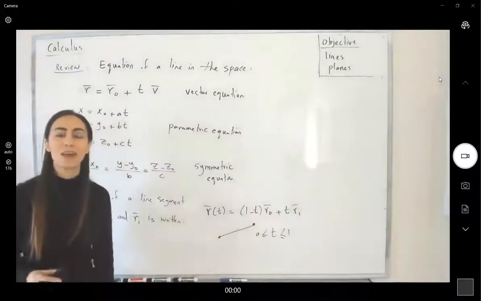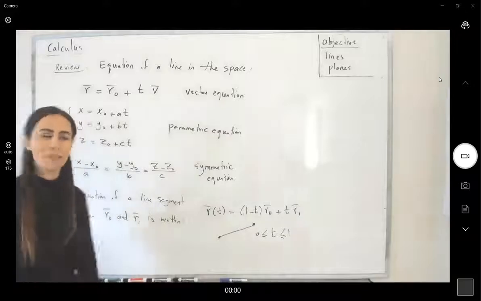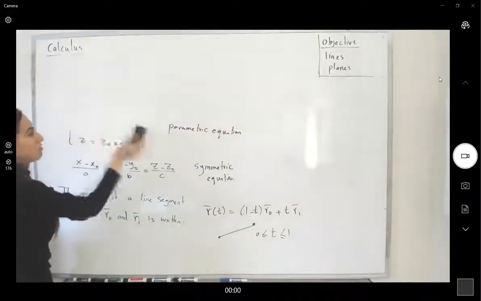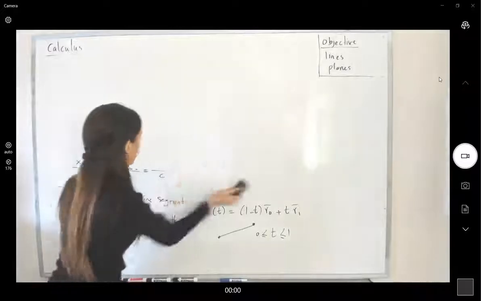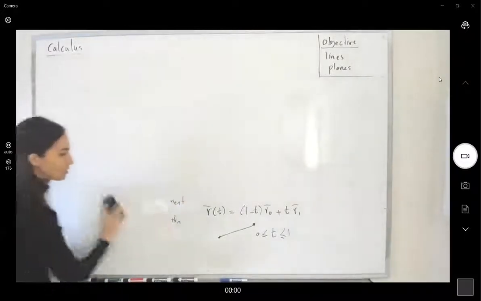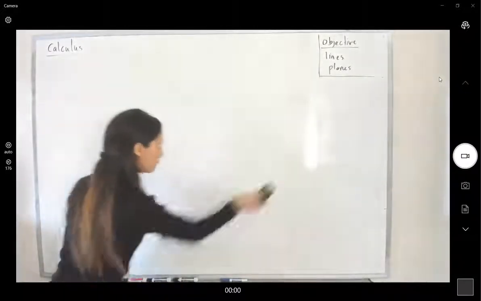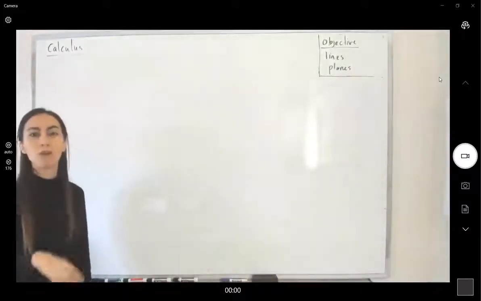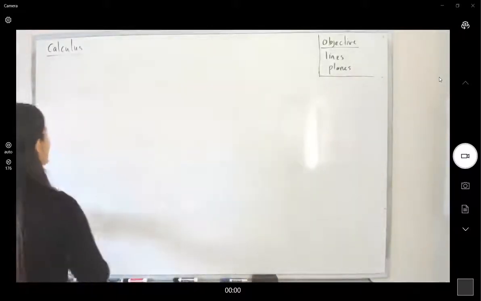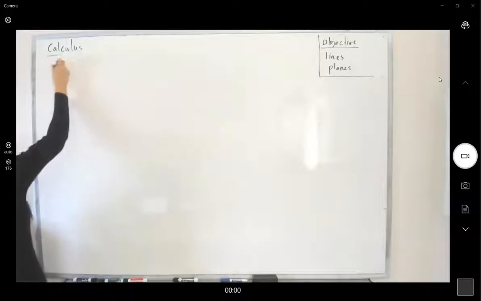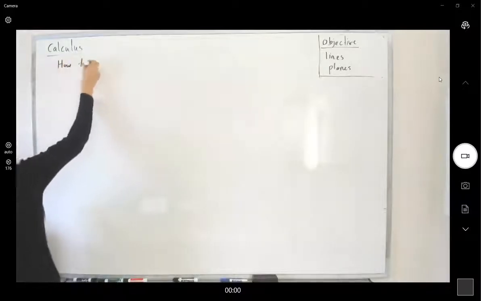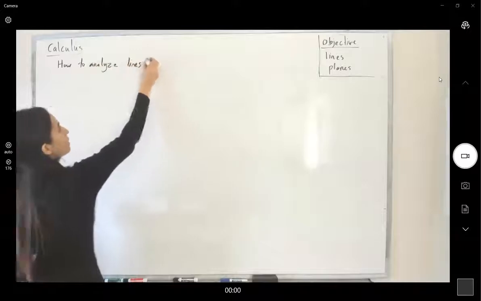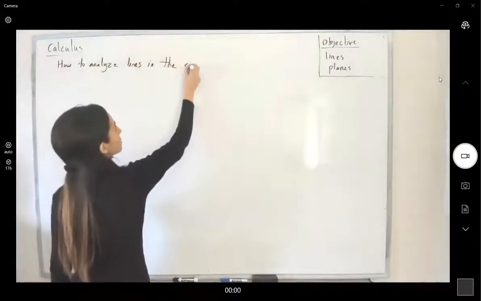So our goal is to analyze lines in the space. We started by defining points, then we defined lines. Now, we want to know what is the relation between two or more lines in the space. This is our goal. How to analyze lines in the space.